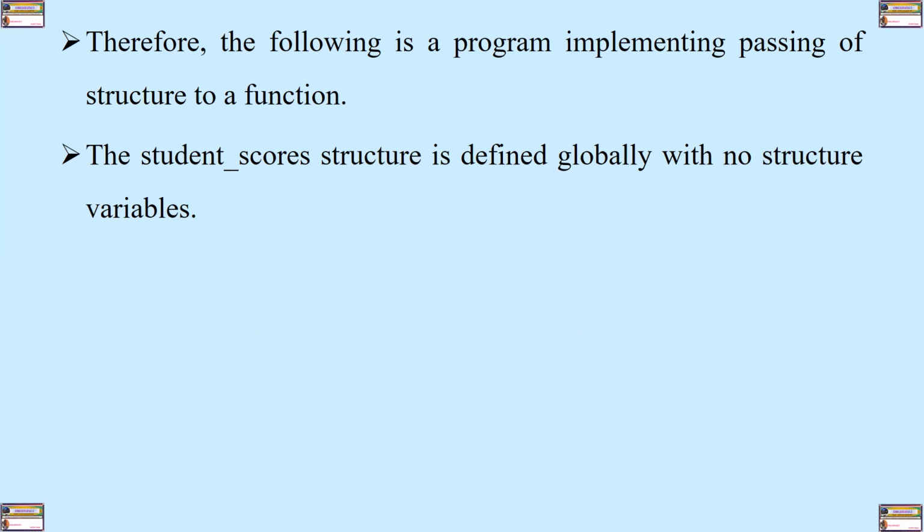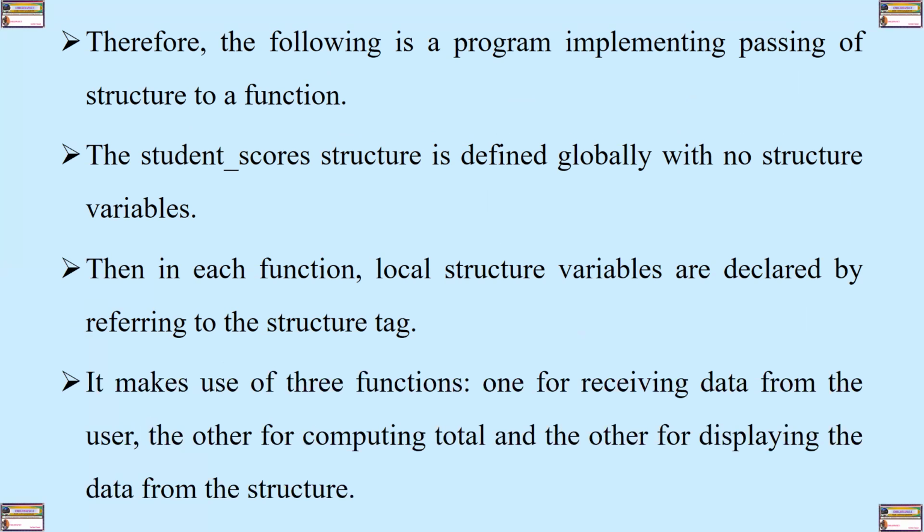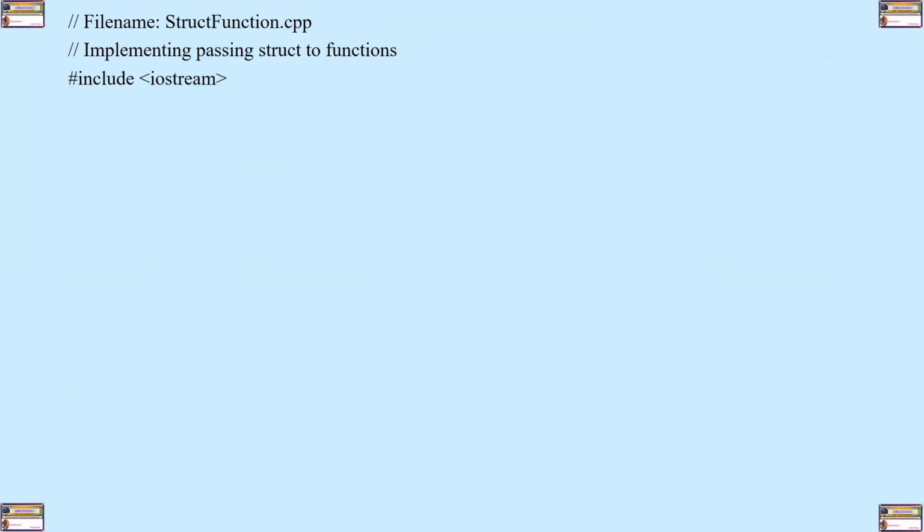The student scores structure is defined globally with no structure variables. And then in each function, local structure variables are declared by referring to the structure tag. It makes use of three functions: one for receiving data from the user, another for computing the total, and another for displaying data from the structure. And of course, that's how functions are developed. Each function is supposed to perform one activity or one task. So our program is called struct function. It implements passing of struct to functions. As usual, the rest of the statements remain.